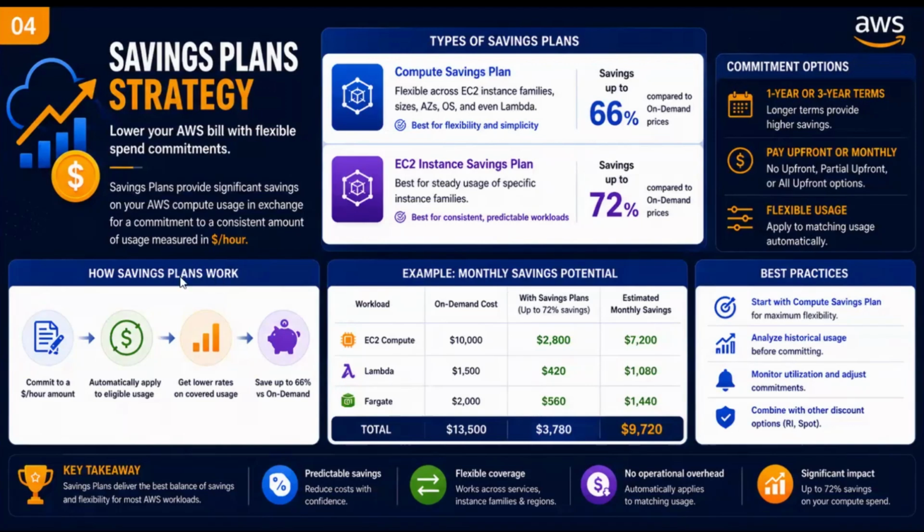So how do the saving plans work? When you are ready to commit to a per hour amount, it automatically applies to eligible usage, giving you lower cost on the covered usage, saving up to 66% versus on-demand.